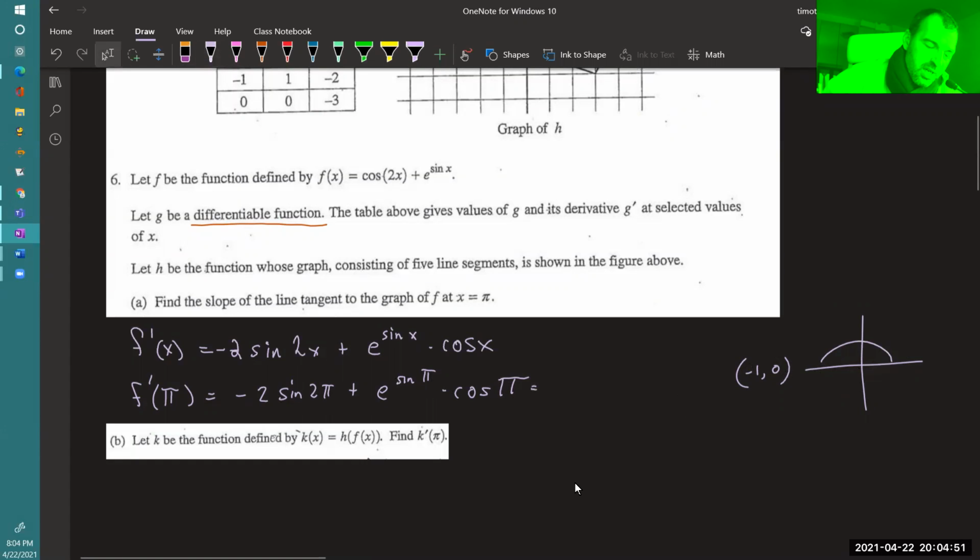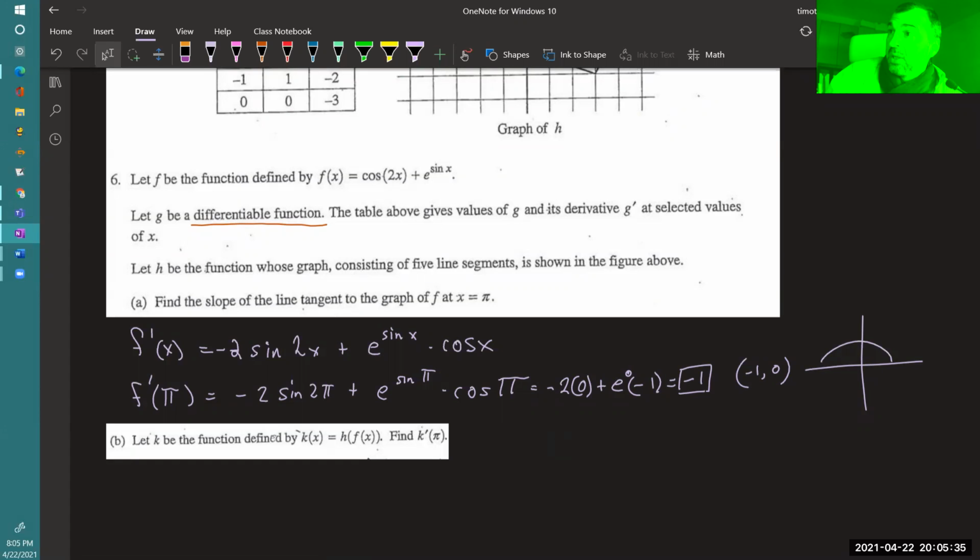And then let's figure out what the sine of 2 pi is. The sine of 2 pi is 0. So the final answer is -2 times 0 plus e to the, what did we say sine of pi was? 0, times cosine of pi, which is -1. E to the 0 is 1. This is 0. Looks like we're going to get a -1. That appears to be f prime of pi.